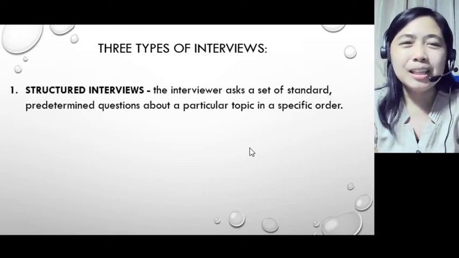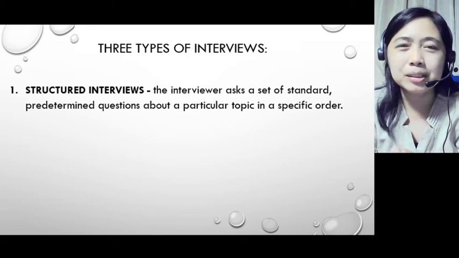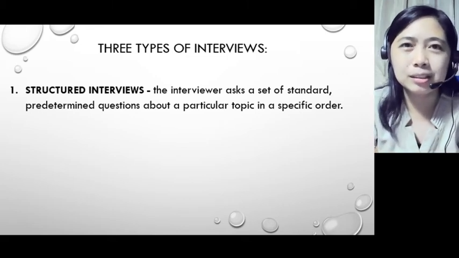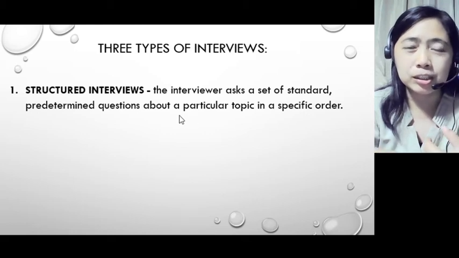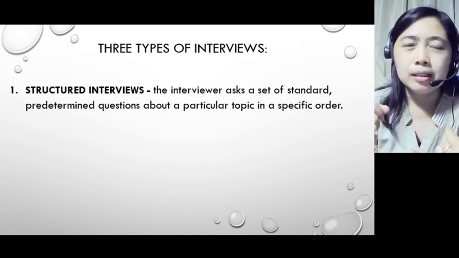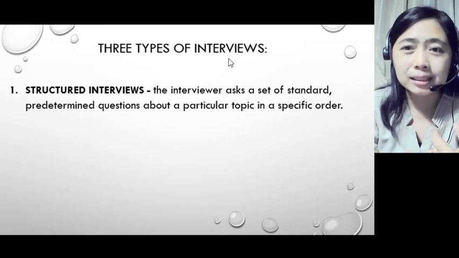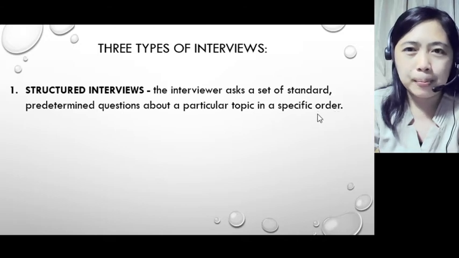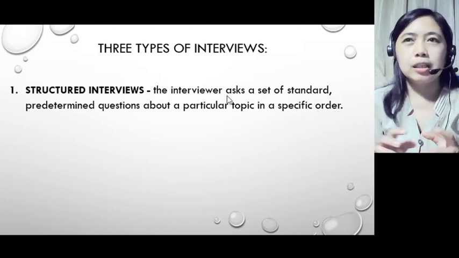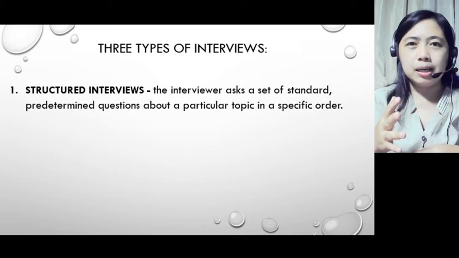So, there are three types of interviews. The first one we have is the structured interview, same goes with the other type earlier, the structured observation. In this case, the interviewer asks a set of standard predetermined questions about a particular topic in a specific order. Pwede ni siya nga naandam na daan ang mga questions.